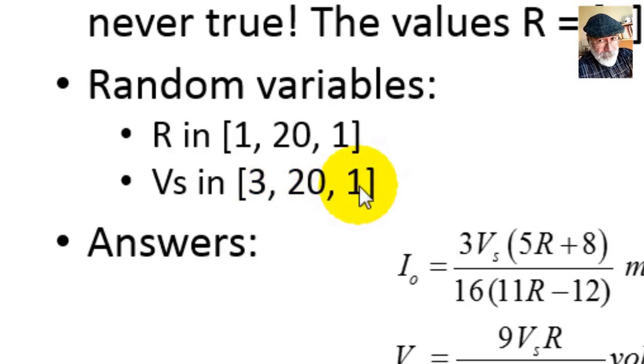If the interval had been, in this case at the top, let's say 1 to 20 in steps of 2, that would be 1, 3, 5, 7, 9, 11, 13, etc., all the way up to but not surpassing 20.